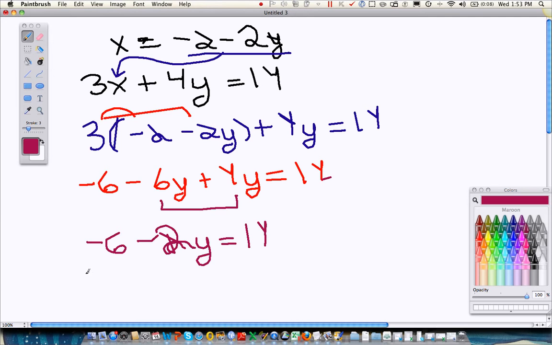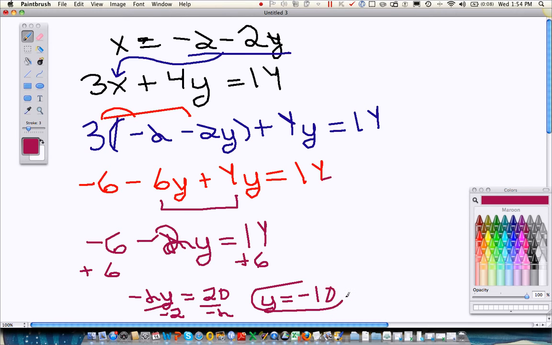And then we're going to go ahead and solve, first by adding 6 to both sides, and then dividing by -2. And be really careful with your negative signs. In this case, y is going to be -10. Now remember, we're not done yet.